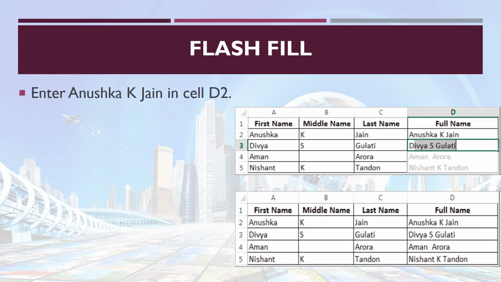For this, first we have to enter Anushka K Jain in cell D2. Where is cell D2? See, the first alphabet indicates the column. So these are the columns, column A, B, C and D. So first we have to see column D, and the 2 indicates the row value. So row 2. First you have to type Anushka K Jain in row 2 and column D, that is D2. In cell D2 you have to type Anushka K Jain. The first pattern you have to fill.